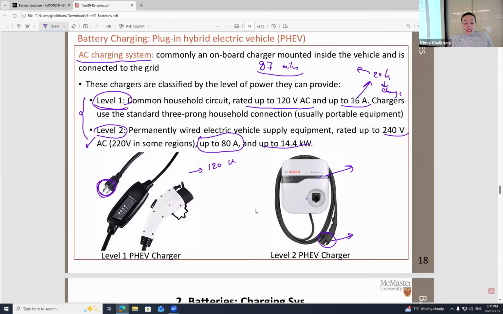But if you take the same Mercedes, the same model, B-Class 250E, and charge it with level 2, it takes only 3 hours. See how much difference in here? In here, it takes 20 hours to charge it and drive 87 miles. If you use level 2, it takes only 3 hours to charge and drive 87 miles. So that's a huge difference. Make sense?